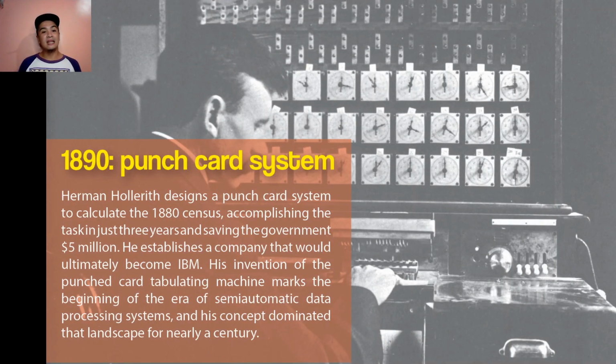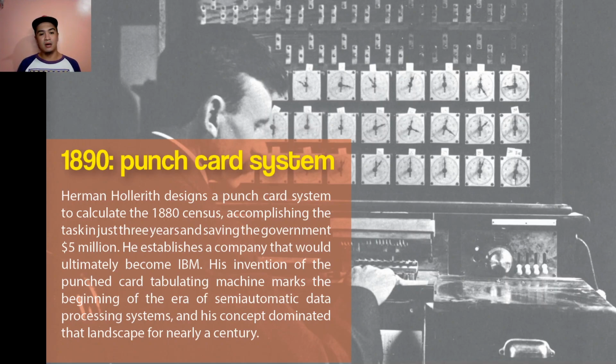Now you have 1890, a punch card system. That's how it looks like. Now Herman Hollerith designs a punch card system to calculate the 1880 census, accomplishing the task in just 3 years and saving the government $5 million.